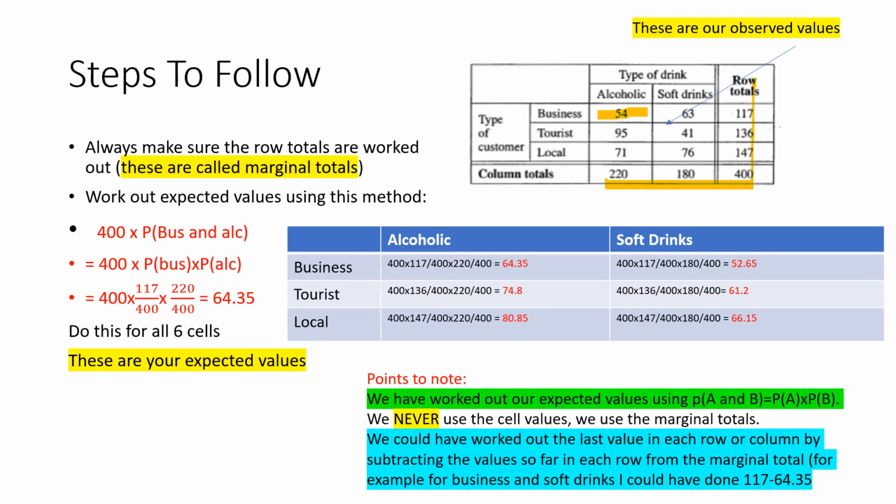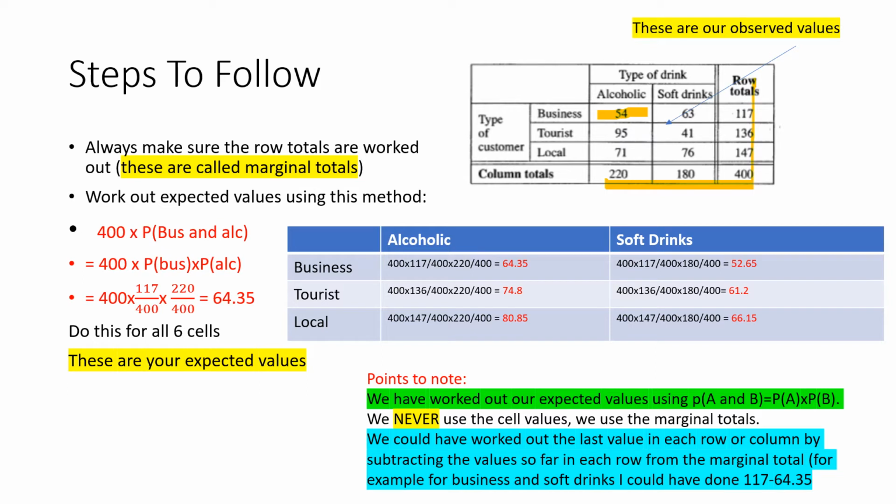Now, I did say here, and this is a little bit about the Yates correction thing, we could have worked out the last value in each row or column by subtracting the values so far in each row from the marginal total. So for instance, if you add 64.35 to 52.65, you get 117. If I add 74.8 to 61.2, I get 136. If I add these to 64.35 and 74.8 to 80.85, I get 220.